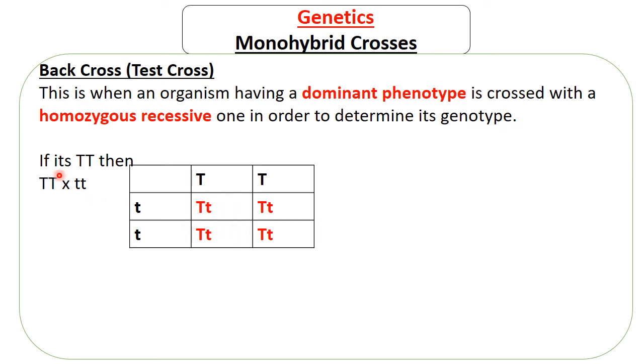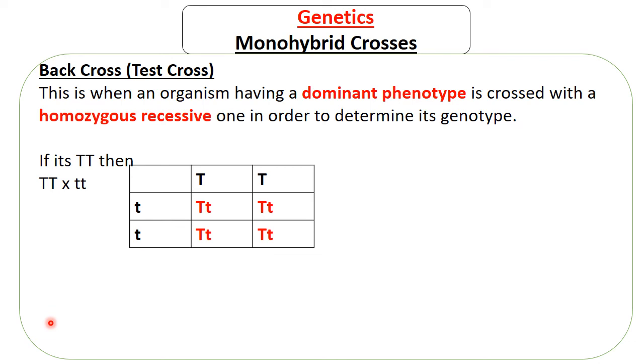So whenever a pure breed is crossed with a homozygous recessive, you're going to get all of them tall. So if all the children are tall, then you can tell that that person is a dominant phenotype. I mean, that person is a pure breed.